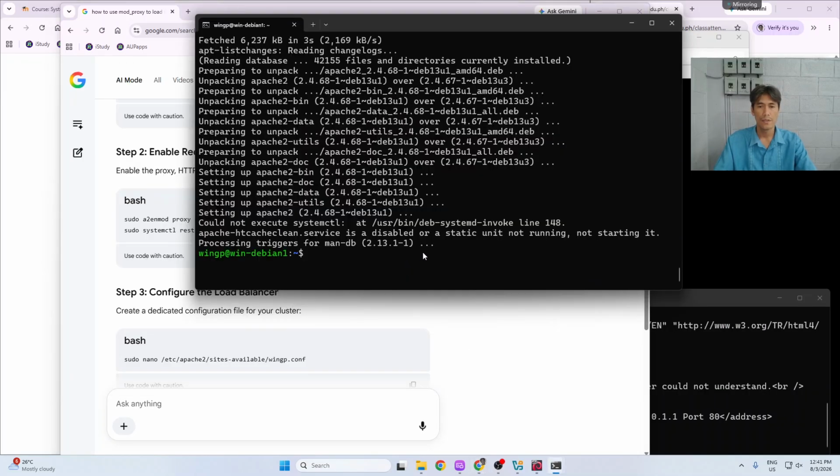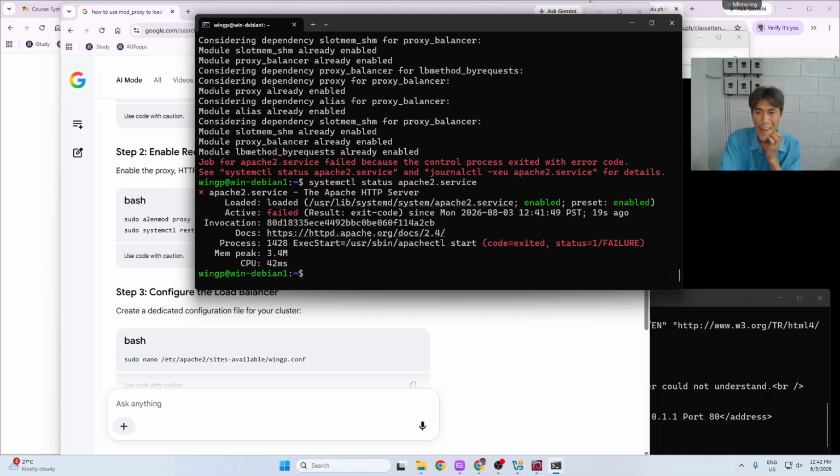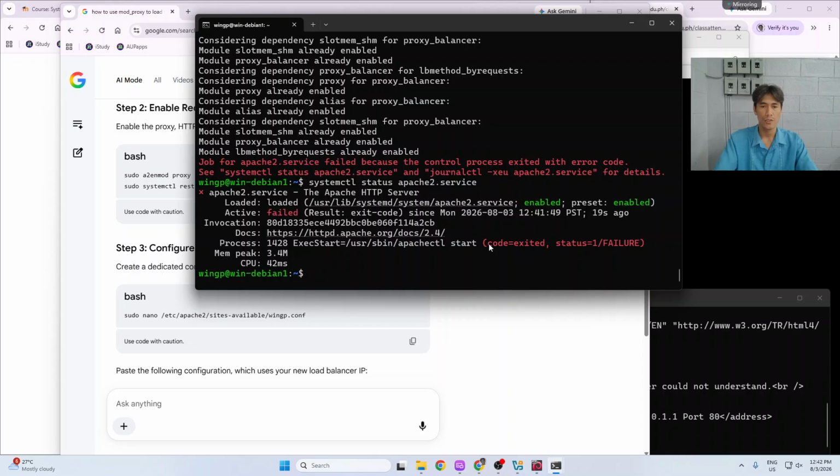Enable Apache. Job for Apache failed because control process exited with error code. See system. Okay, let's see this one. systemctl status apache2.service. Maybe we are not finished doing the configuration.